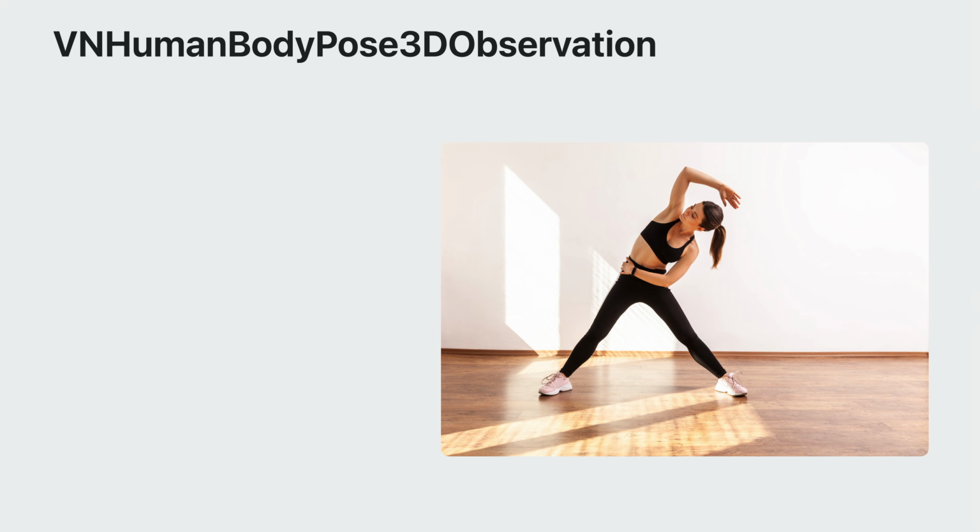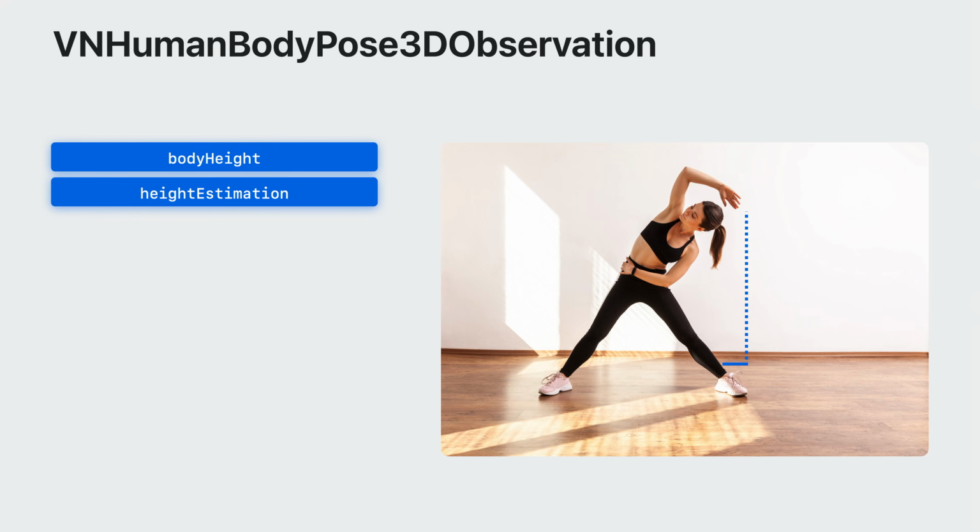First, body height gives an estimated height of your subject in meters. Depending on the available depth metadata, this height will either be a more accurate measured height or a reference height of 1.8 meters. I have a lot more to say about depth and vision in a minute. You can determine the technique used to compute height with the height estimation property.